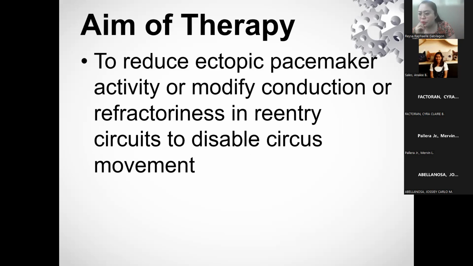So, let's talk about the agents for our arrhythmia. What's our aim? Why do we need to give our patient these drugs? Syempre, that is to cure arrhythmia. And how? Our aim here is to first reduce ectopic pacemaker activity. What do you mean by ectopic?